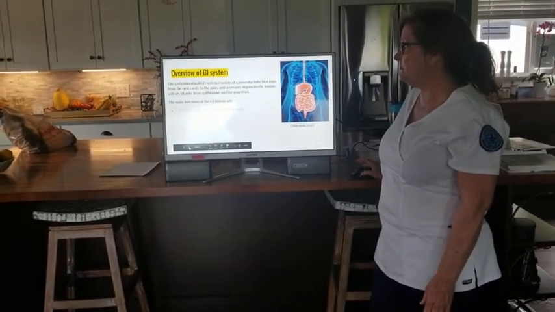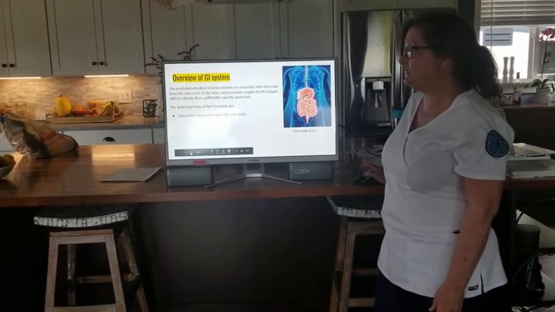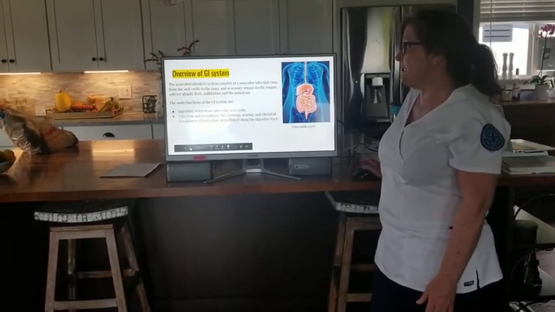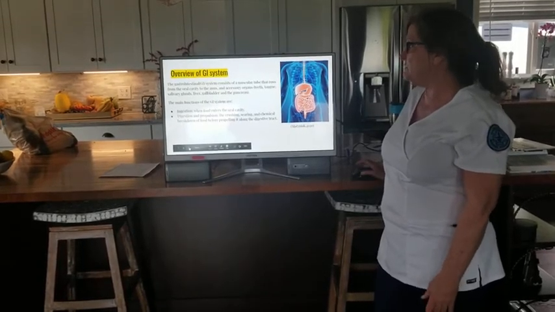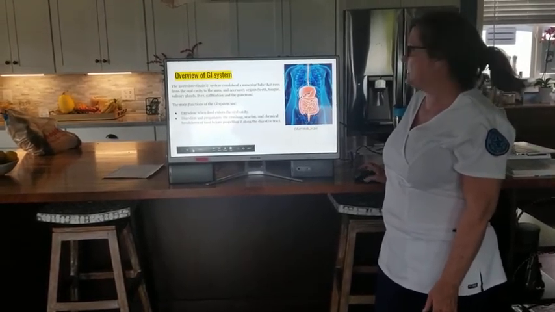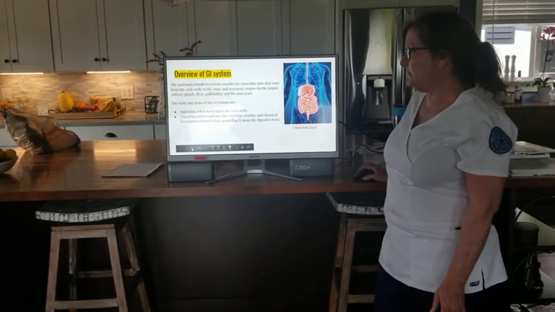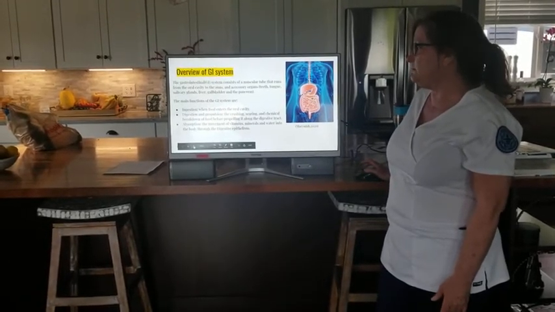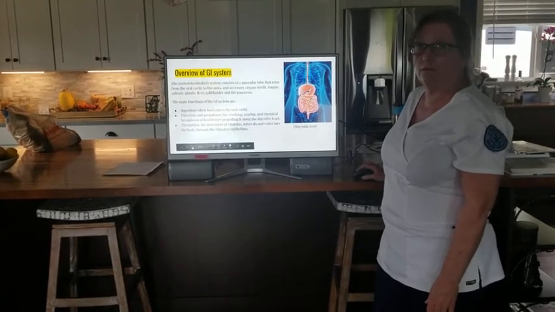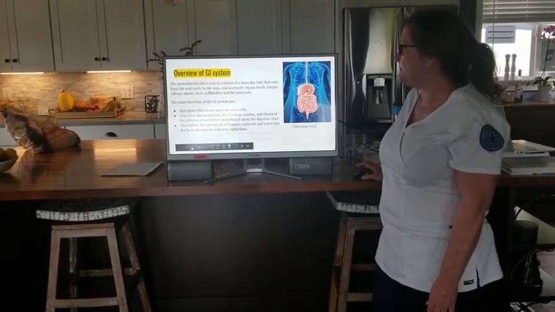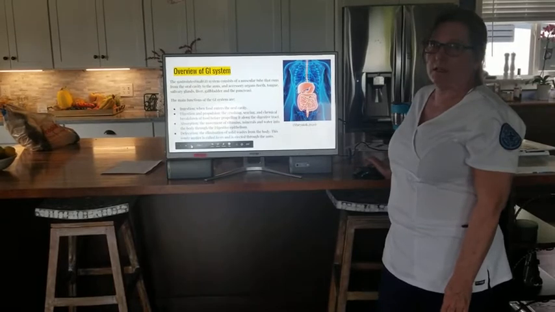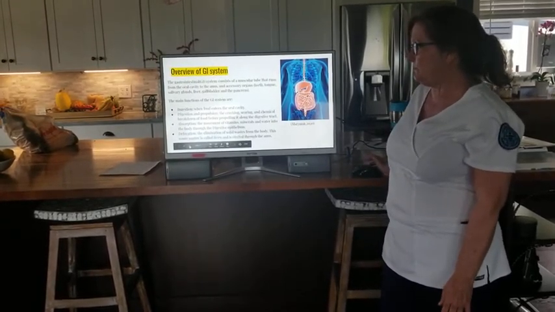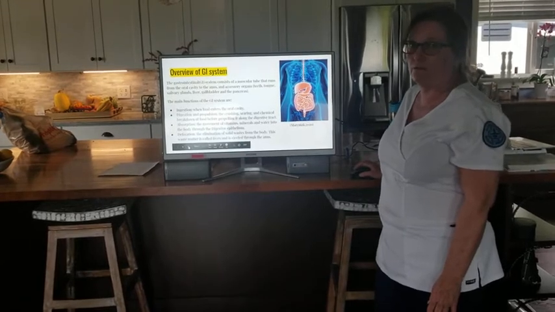The main functions of the GI system are ingestion of food in the oral cavity, the breakdown of food, which is crushing, shearing, and chemical breakdown of food before propelling it along the digestive tract, absorption, the movement of vitamins, minerals, and water into the body through the digestive epithelium, and defecation, the elimination of solid waste from the body. This waste matter is called feces and it is ejected through the anus.